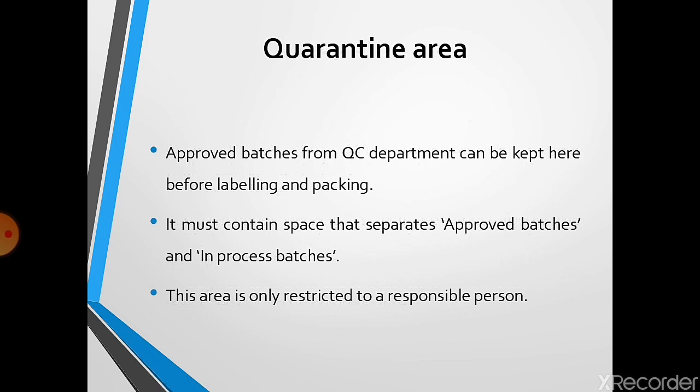Another area is the quarantine area. This is an area where approved batches from the quality control department are kept before labeling and packing. It must contain space that separates the approved batches and in-process batches. This area is restricted to the person who is responsible for the quarantine area.